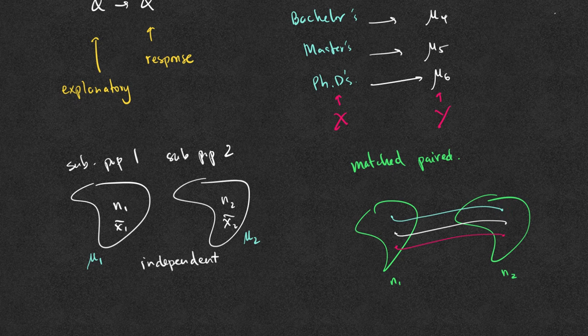To summarize, for the inference for a relationship in the case C to Q, we might compare two means, or we might compare more than two means. We might compare independent samples, or we might compare matched pairs, dependent samples.